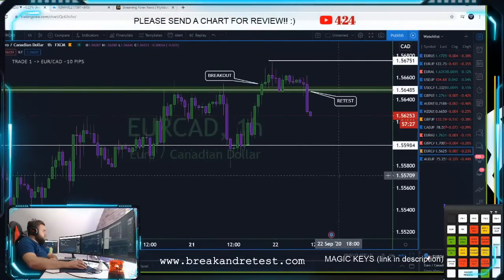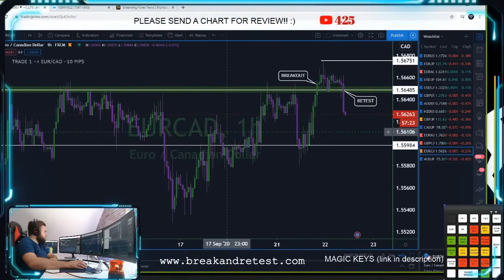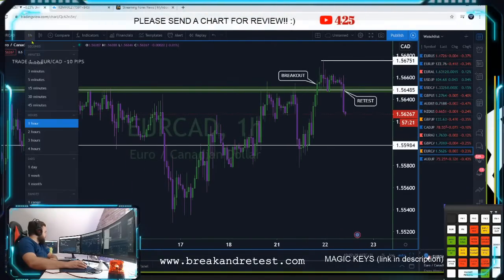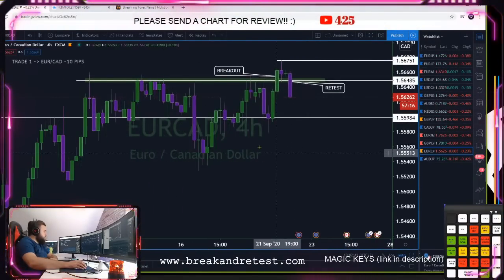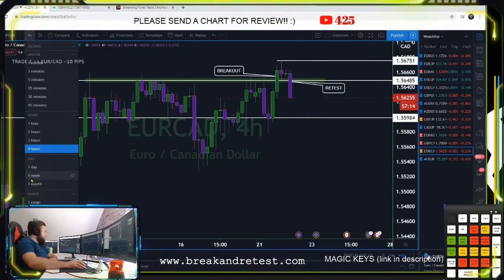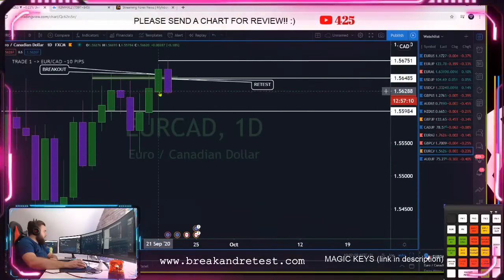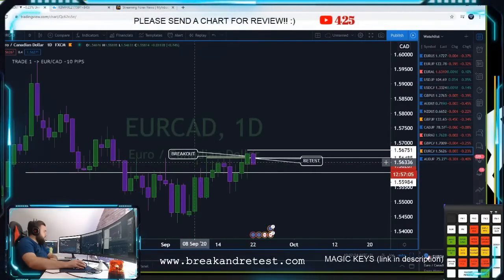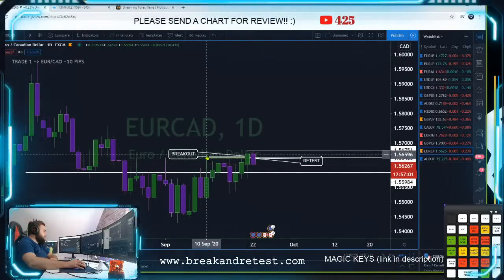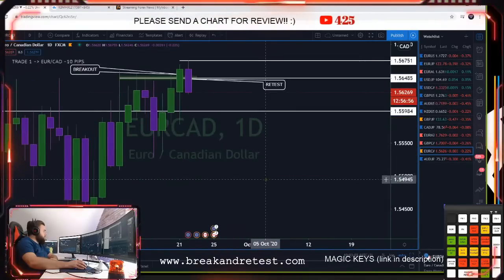EUR/CAD closed all the way back in the range. Wow. Daily has gone below the previous daily candle, even though it closed above. The thing is, it did respect this level. Three times it got rejected to the upside, and the fourth time it came all the way down and broke below.